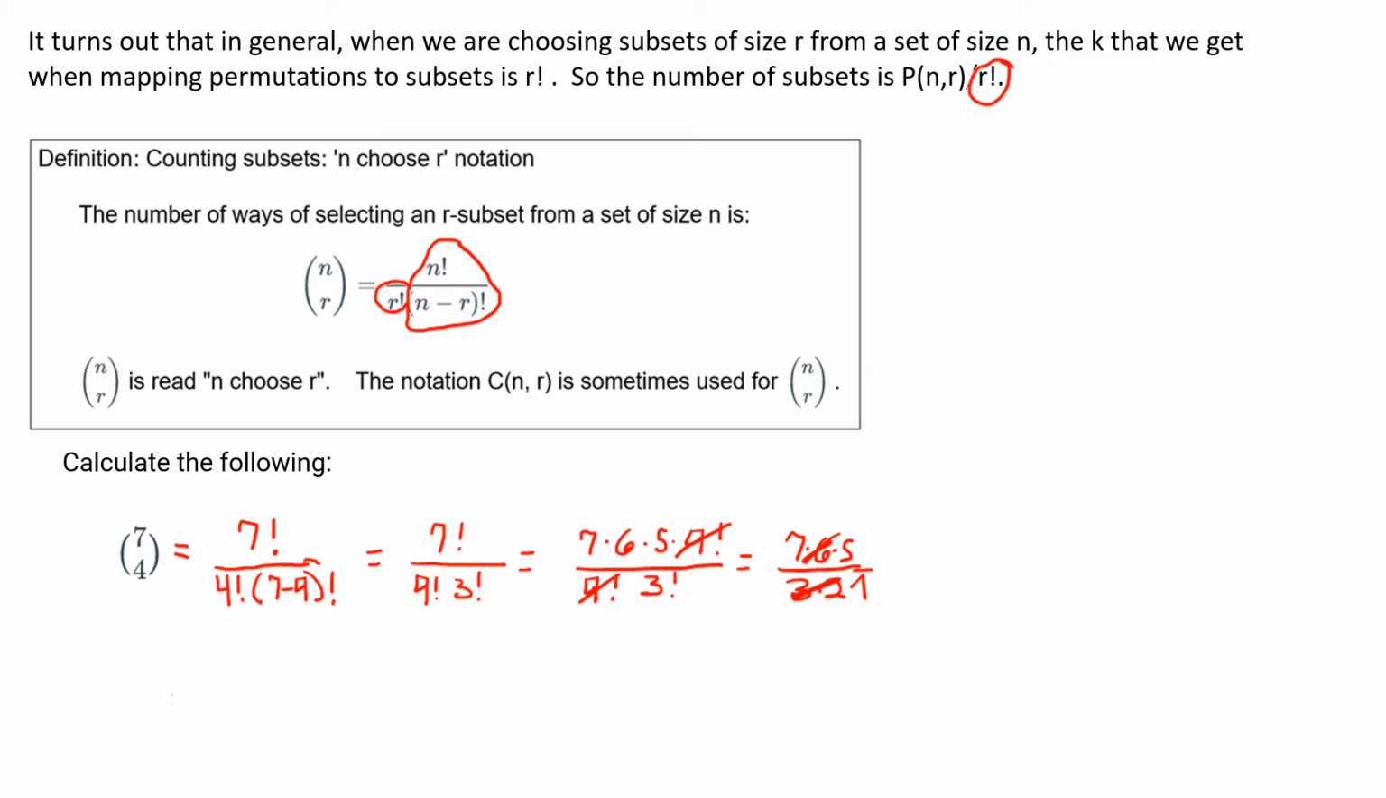And so then we have an easy calculation. It's just a 35. So with these combinations, where we're finding the number of subsets, your calculations simplify very quickly by just doing this simplifying here.